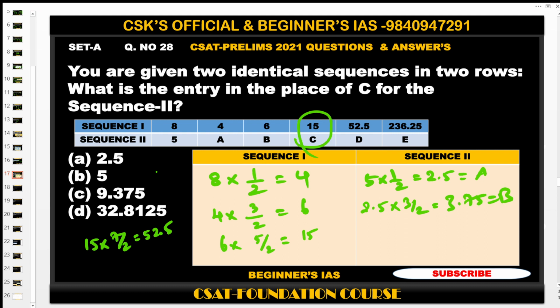Then b into, the b is nothing but 3.75. This into 5 by 2 is the answer, or else 2.5. So then obviously it gives 9.375 for this one. So therefore the answer for this question is 9.375.